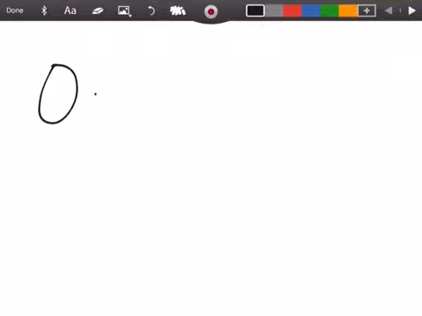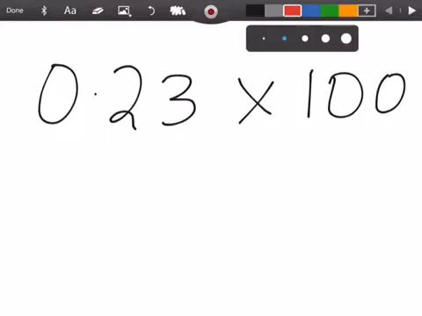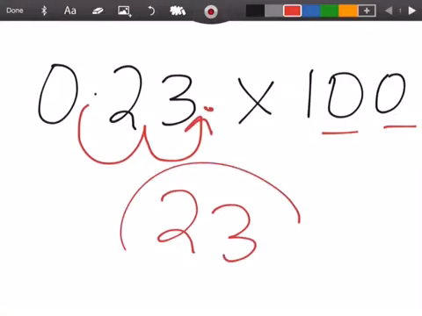So here's an example. Let's say I have 23 hundredths and I want to multiply that by 100. How many zeros are in 100? 2. I'm going to move my decimal place over not once, but 2 times, which now gives me 23. And that makes sense because 23 hundredths times 100 would give me 23 wholes, or just 23.